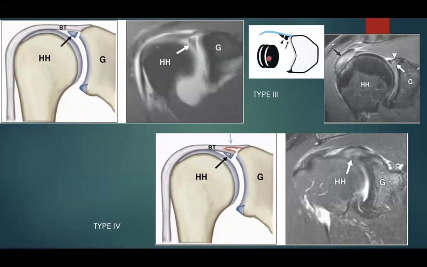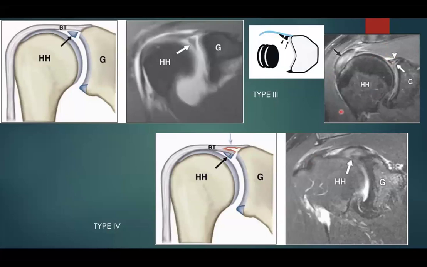A double Oreo cookie sign is seen on the MRI of type 3 SLAP tear, the bucket handle tear, paralleling the sublabral recess, resulting in two parallel high intensity lines referred to as the double Oreo cookie sign. The fluid is in between the labrum and the glenoid cartilage.